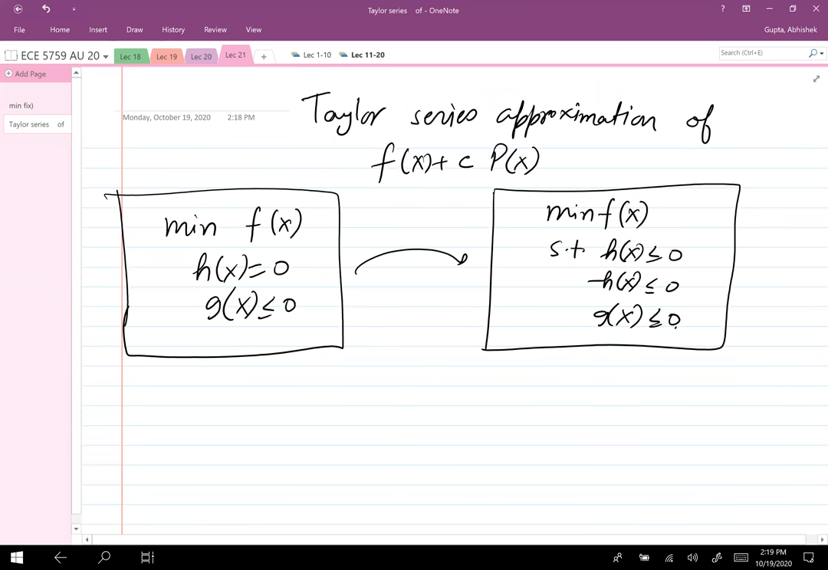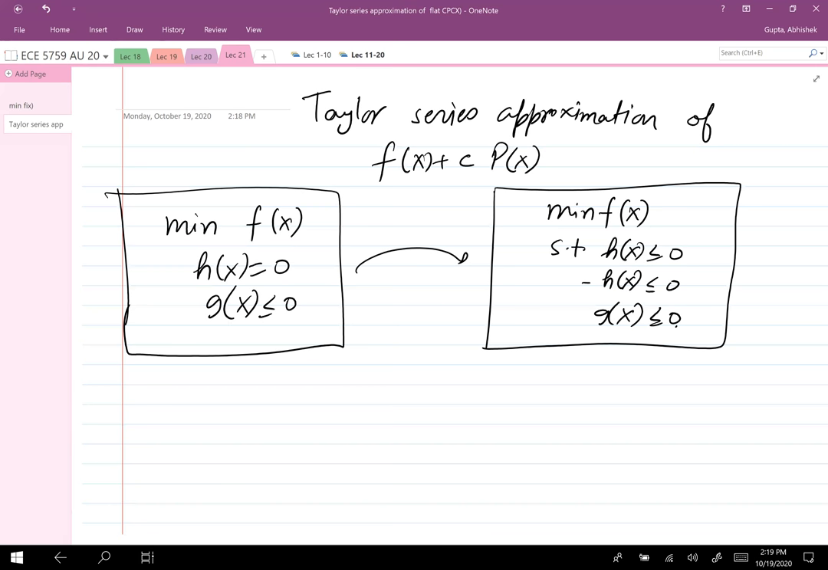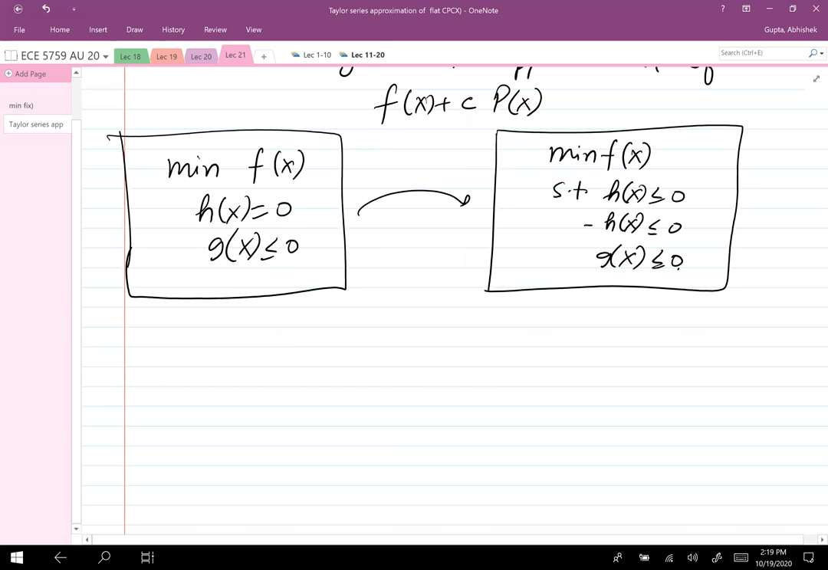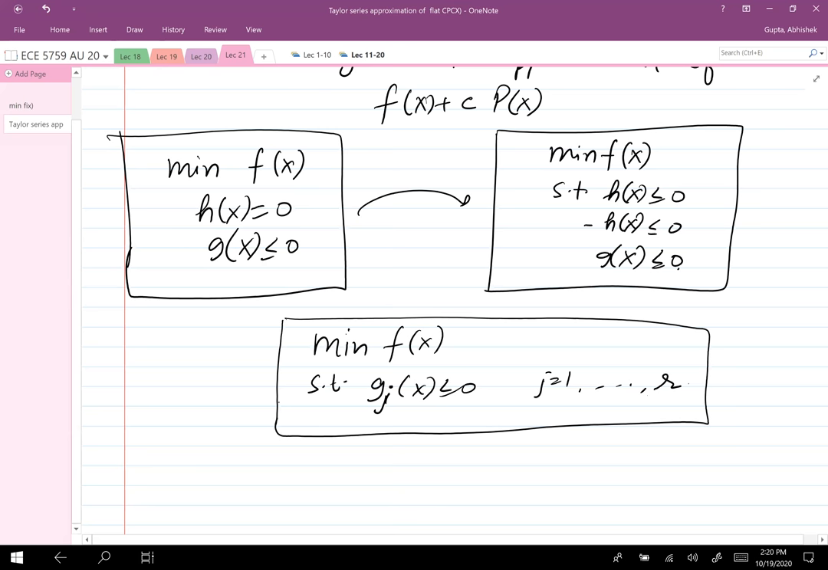So h(x) less than or equal to 0, minus h(x) less than or equal to 0, g(x) less than or equal to 0. So I can convert this equality constraint problem into two inequality constraint problems. That leads me to this expression. So I can totally consider the following problem where I want to minimize f(x) such that g_j(x) less than or equal to 0, j equals 1 to r, because I can convert any problem into this inequality constraint problem. So let's just consider the inequality constraint problem for the purpose of this discussion.